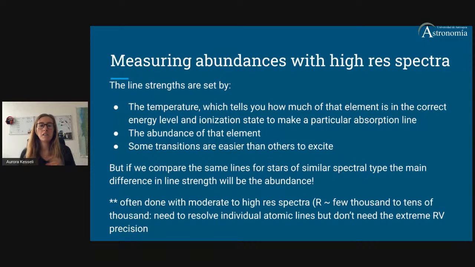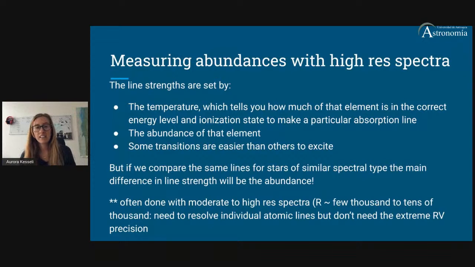And then we also have to think about how some transitions are easier than others. So there are forbidden lines that are going to be difficult to excite, and that type of thing. So if we're comparing one magnesium line to one iron line, we have to keep in mind that maybe the line depths will not always be the same, because the transition is easier to do for one line than the other.